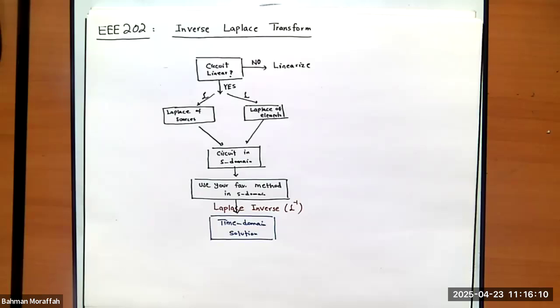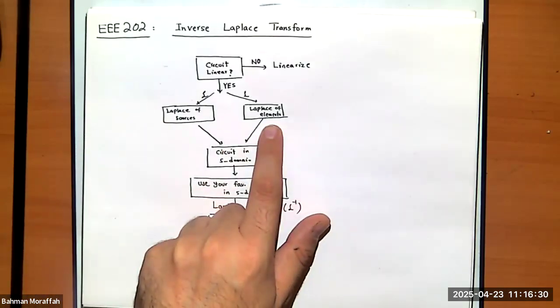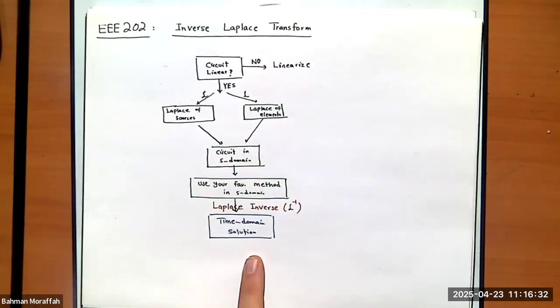In the next lecture, we're going to talk about how we can transfer all the elements that we have to the S domain. And if we piece together all these components, we know exactly how to solve a circuit in the S domain, because we know exactly how to convert the sources, how to convert the elements, and how to go back to time. So let's talk about how we can find the Laplace inverse.